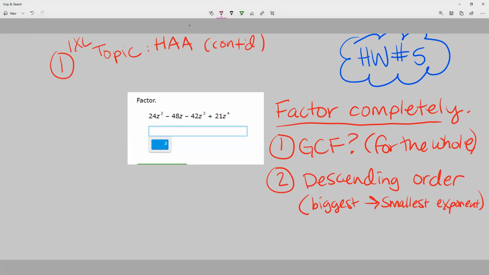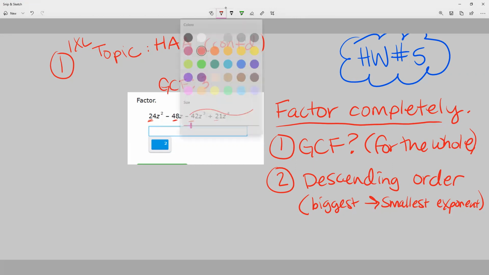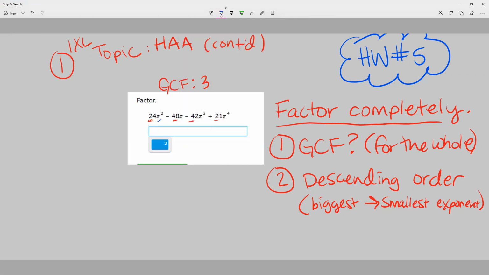So if you look through, the coefficients here are 24, 48, 42, and 21. So all of those have a common factor, a greatest common factor of 3. And then the other thing that's going on with this polynomial is that all of them have at least one z, which also means I can pull a z out as my greatest common factor. So really, this is the greatest common factor.